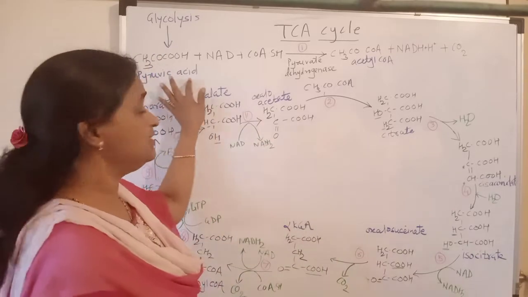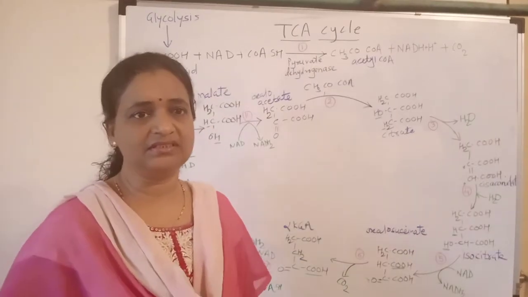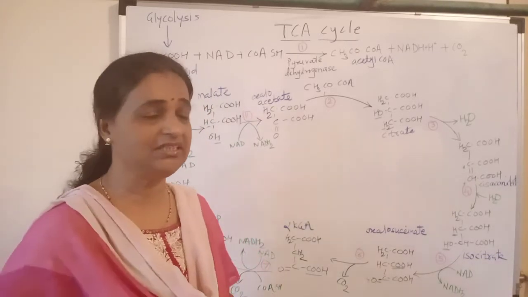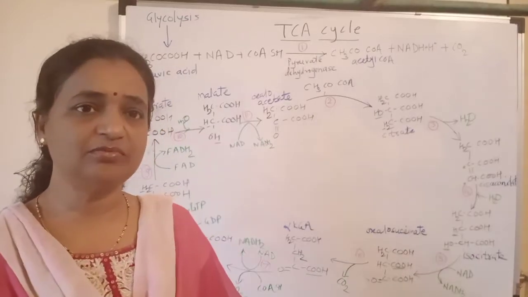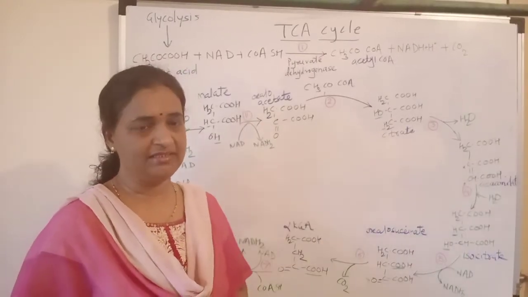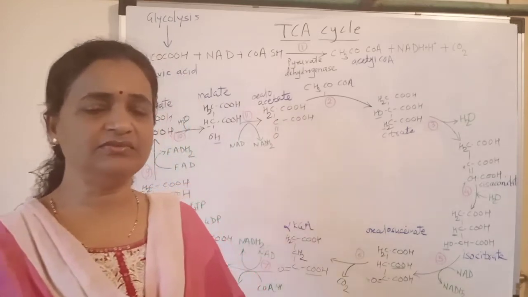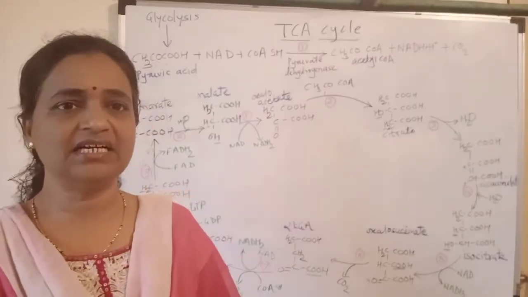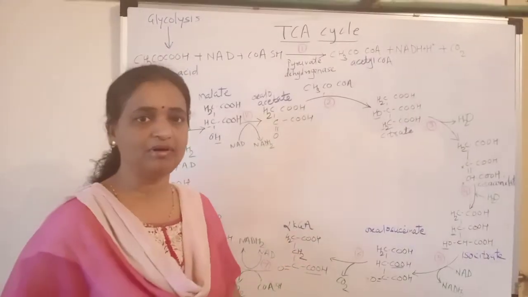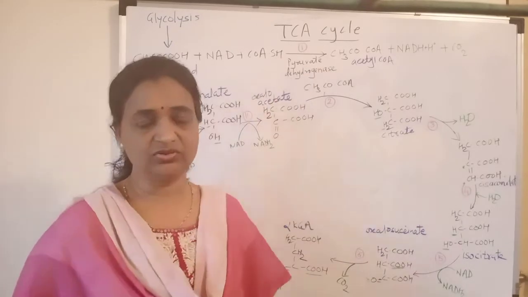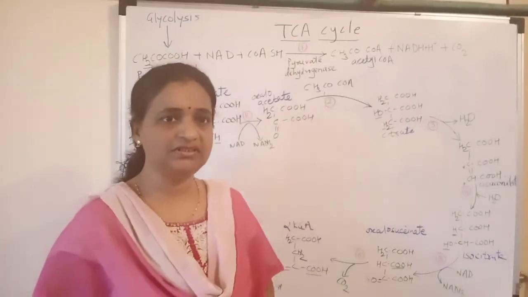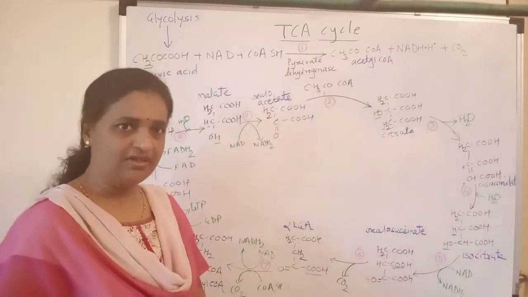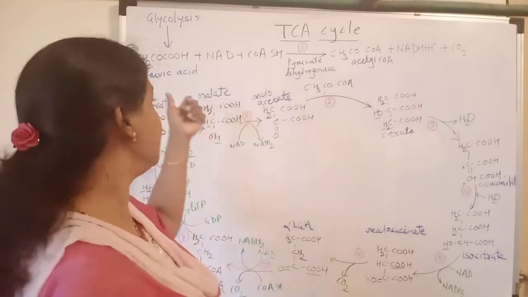Pyruvic acid is catabolized in different ways depending upon aerobic, anaerobic, and fermentative bacteria. Especially here we will go for the catabolism of pyruvic acid in aerobic bacteria, which require oxygen for their growth. They perform catabolism of pyruvic acid with the help of the TCA cycle. So in this video lecture we will see the TCA cycle, the tricarboxylic acid cycle. It is a fueling pathway for getting a large amount of energy from pyruvic acid.